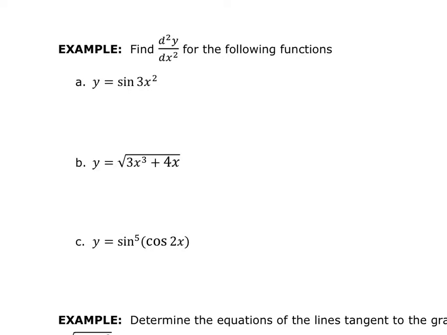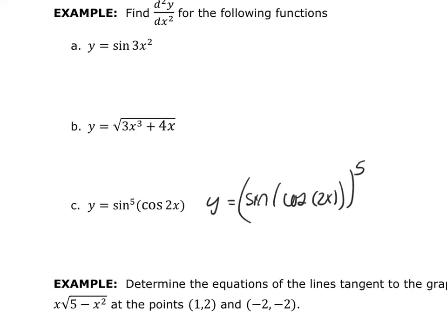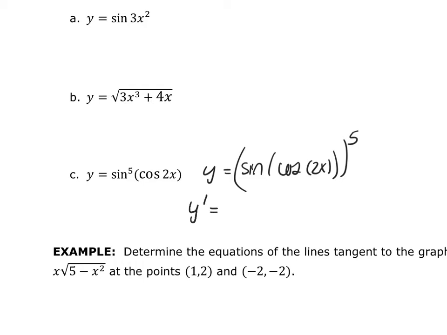C. Cool. Y prime is equal to, I'm going to rewrite, first of all, y as equal to the sine of the cosine of 2x raised to the 5th power. That's the first thing I'm going to do. So then y prime is going to be equal to 5, the sine of the cosine of 2x raised to the 4th power. That's my most outer function.